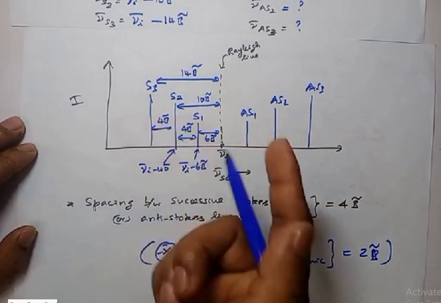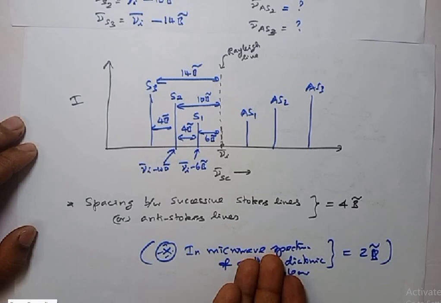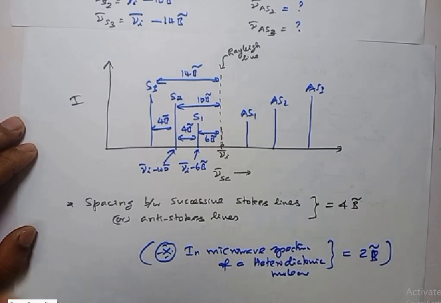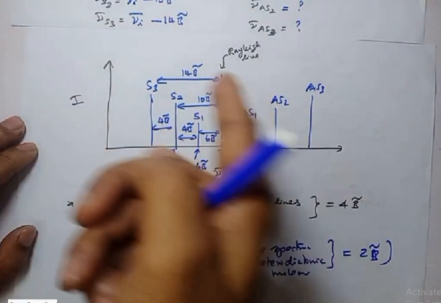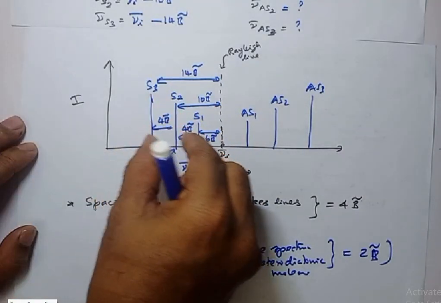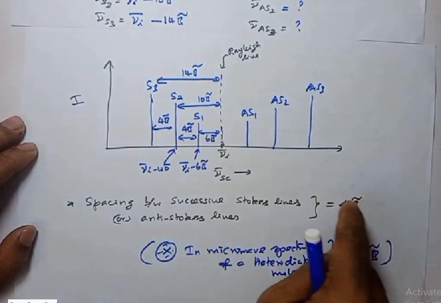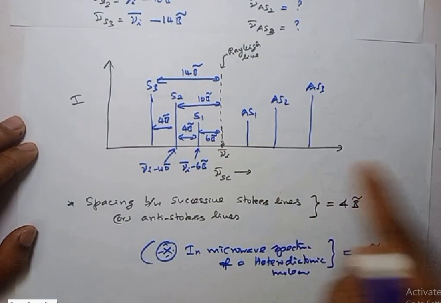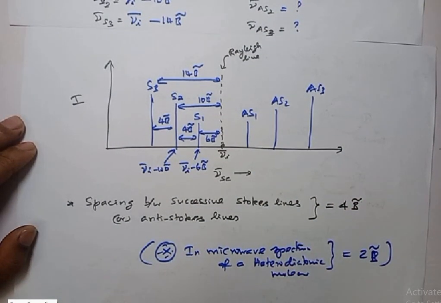So for a heterodiatomic molecule, use the microwave spectrum to find the bond length. For a homodiatomic molecule, use the rotational Raman spectrum and measure the gap between adjacent lines. From the gap, we can find the value of B, and from the value of B, we can find the bond length.